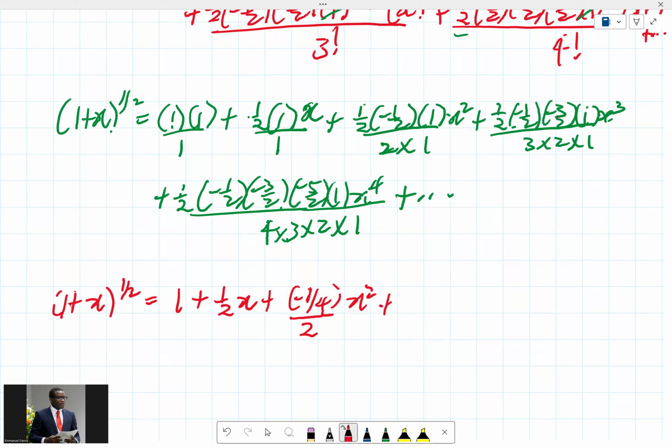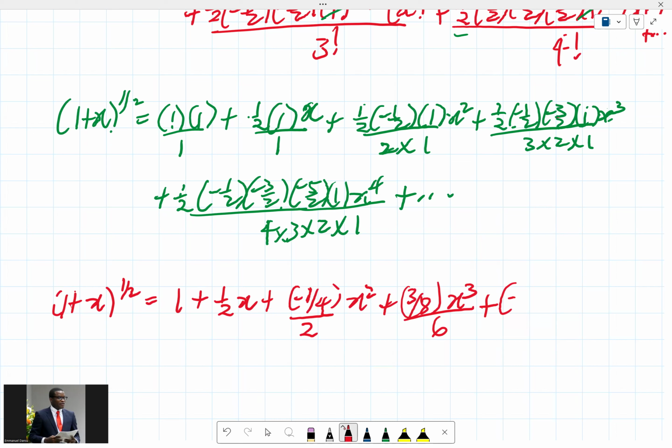minus and minus is plus. So we have 1 times 1 times 3, that's 3. 2 times 2 times 2, that's 8. So we have 3 over 8 x cubed all over 3 times 2 times 1. That is actually 6. Then the last one here, we have half, minus times minus and minus, that's negative for sure. Then half times half is 1 over 4.